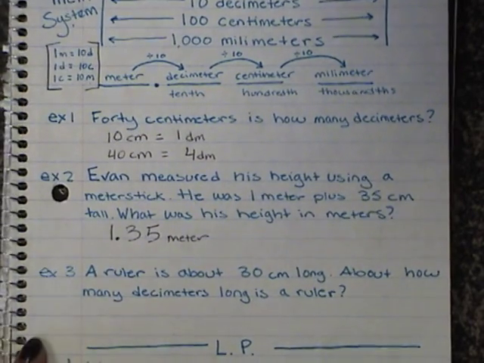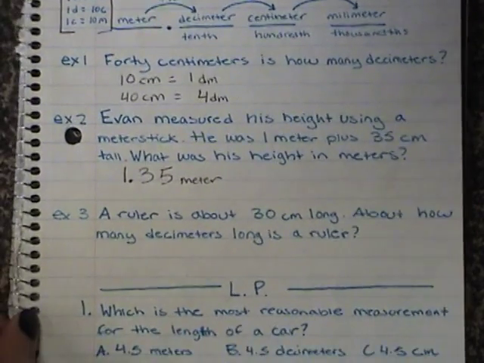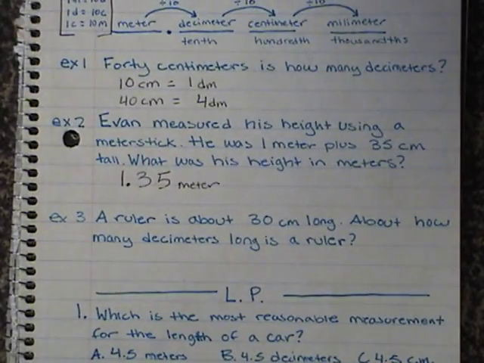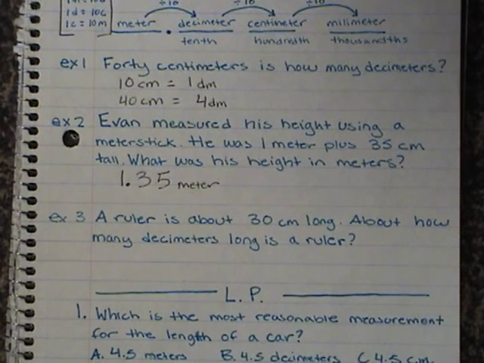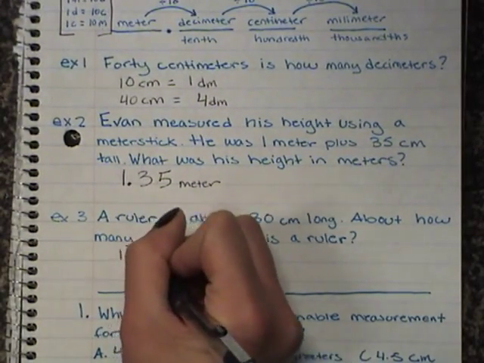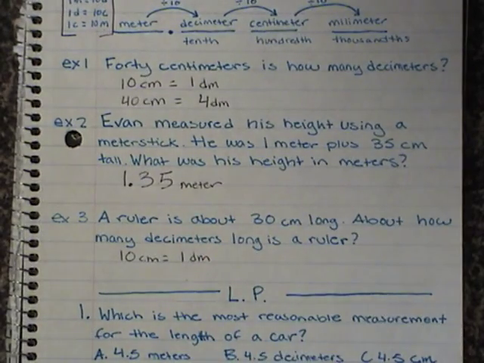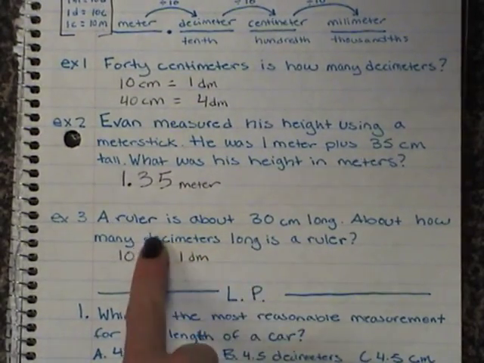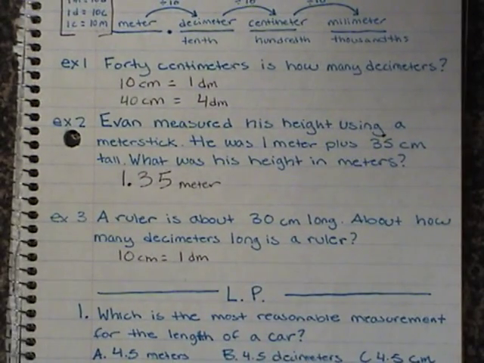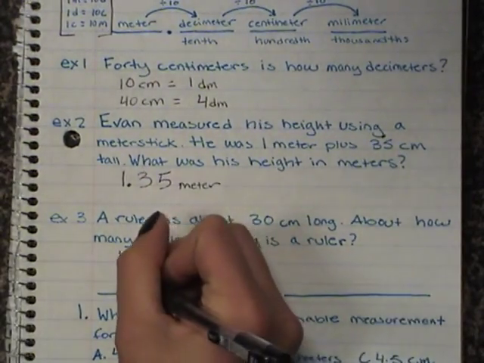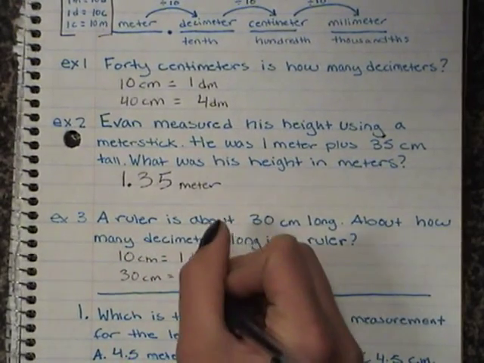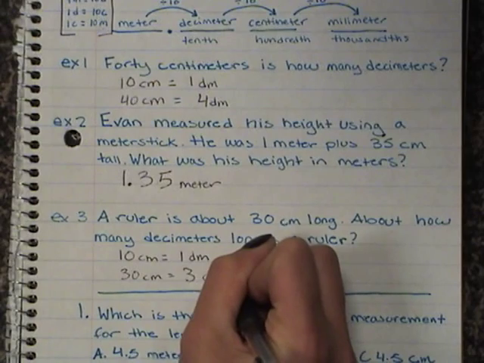Alright, go ahead and do the next example. A ruler is about 30 centimeters long. About how many decimeters long is a ruler? And again, this is like one of the other ones we did up at the top. So we know that 10 centimeters gives us 1 decimeter. So if I have 30 centimeters, how many decimeters long is that ruler going to be? It's going to be about 3 decimeters.